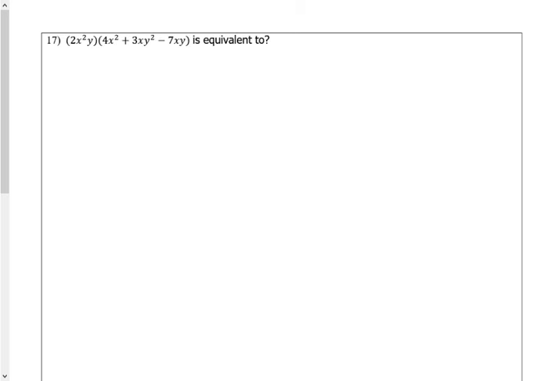Okay, this is still multiplying. Now, this isn't quite quadratics because we keep flipping around. This one's distributive property. So 2 times 4 is 8. 2 times 3 is 6. And 2 times negative 7, 14. There we go.